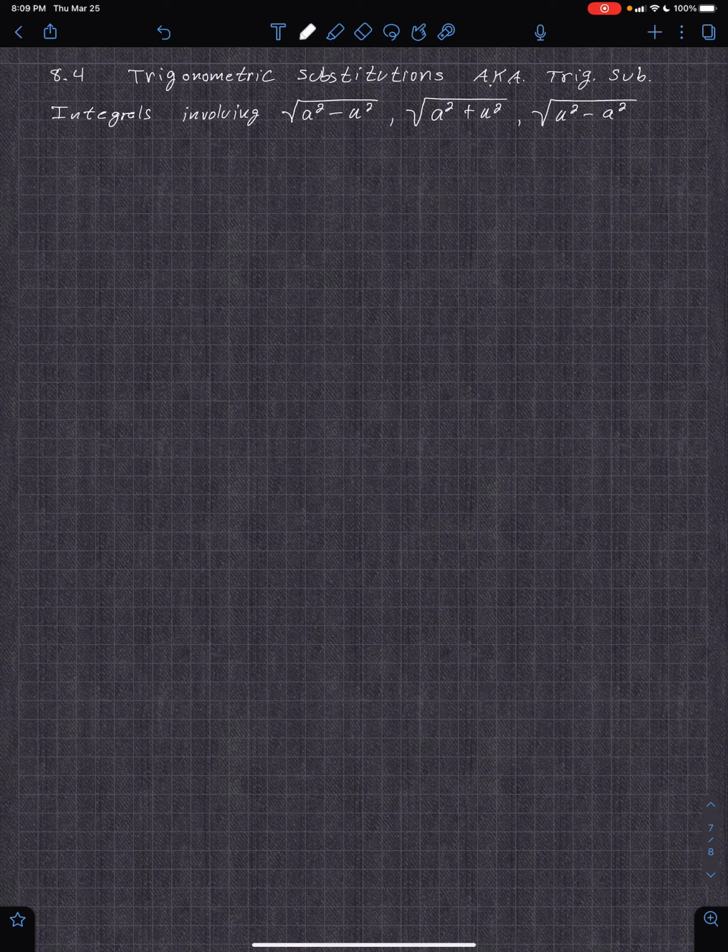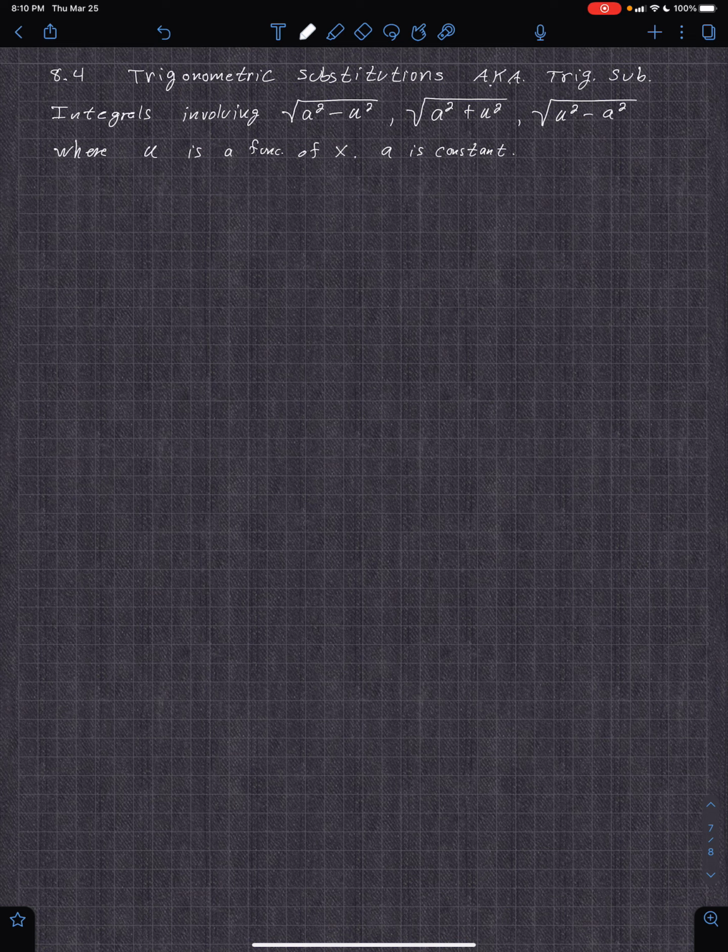And so where u is a function of x, a is constant. So we will also make use of identities.